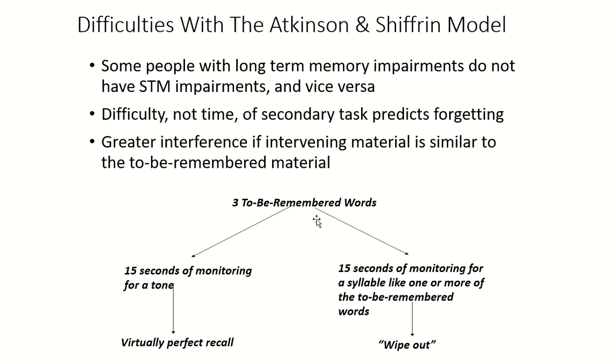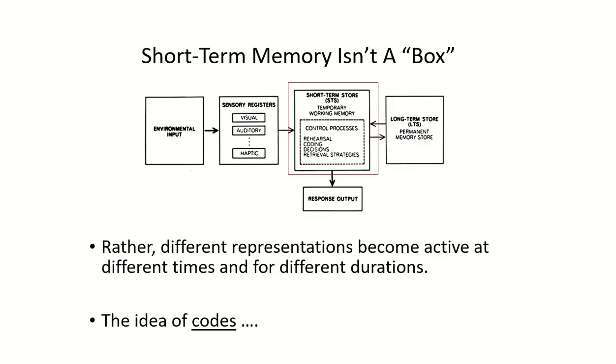However, in the other case, I tell you 3 words to remember, and then for 15 seconds you need to monitor whether you hear any syllable that shows up in one of the remembered words. Surprisingly enough, because there's so much overlap between these 2 tasks, you actually end up wiping out short-term memory and people don't remember the words as well. So these findings present some challenges for this standard box model.